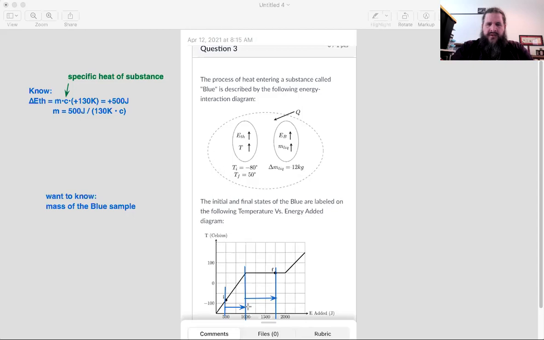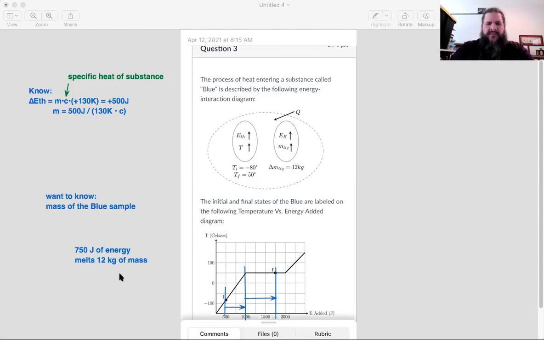Looks like we're going from 1,000 to what? Yeah, looks like it costs 750 joules of energy to vaporize 12 kilograms. 750 joules of energy vaporizes, or no, liquefies, let's just say melts, 12 kilograms of mass. So we know that much. We know 750 joules of energy melts 12 kilograms of mass.